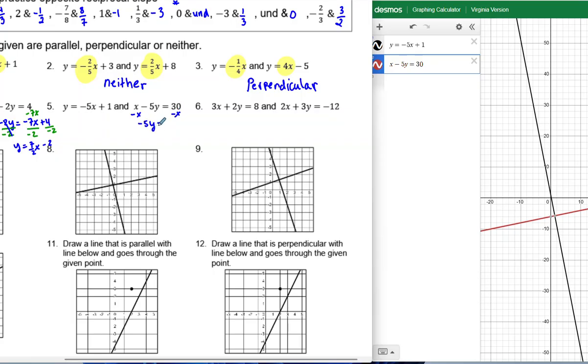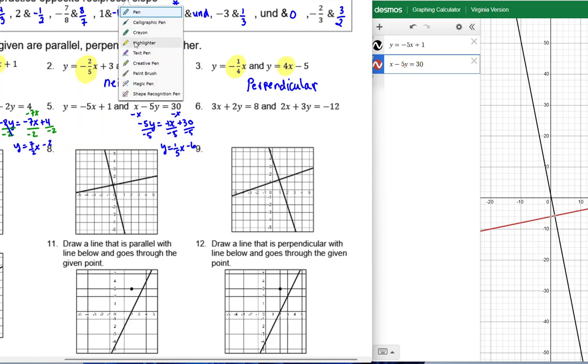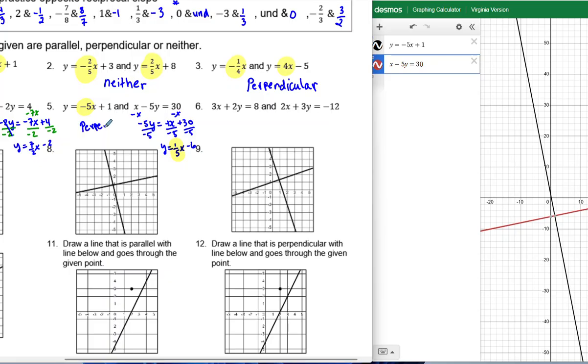Negative 5y equals negative x plus 30, divided by negative 5. So you have y equals negative divided by negative is a positive. Then there's a 1 here. So that's just 1/5x. And then this would be negative 6, 30 divided by negative 5. Anyway, if I look at the slopes here, I have negative 5 here, and then I have positive 1/5. That's definitely perpendicular. Okay, so these are perpendicular. All right, last one.